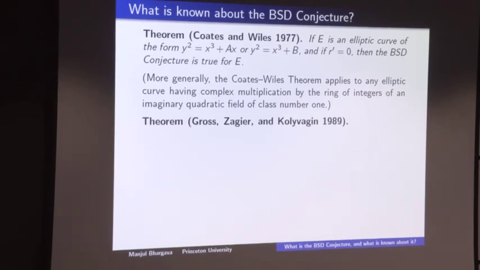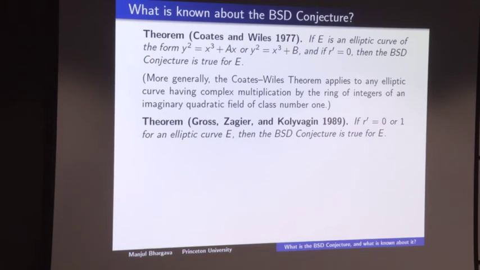I think the next major breakthrough was in 1989, culminating with the work of Gross and Zagier and Kolyvagin. Remember, the previous result was about analytic rank zero and only for special elliptic curves. This next step forward allowed analytic rank zero or one. If r prime is zero or one for an elliptic curve E, then the BSD conjecture is true for E. So if the analytic rank is zero or one, then the rank is correspondingly zero or one.